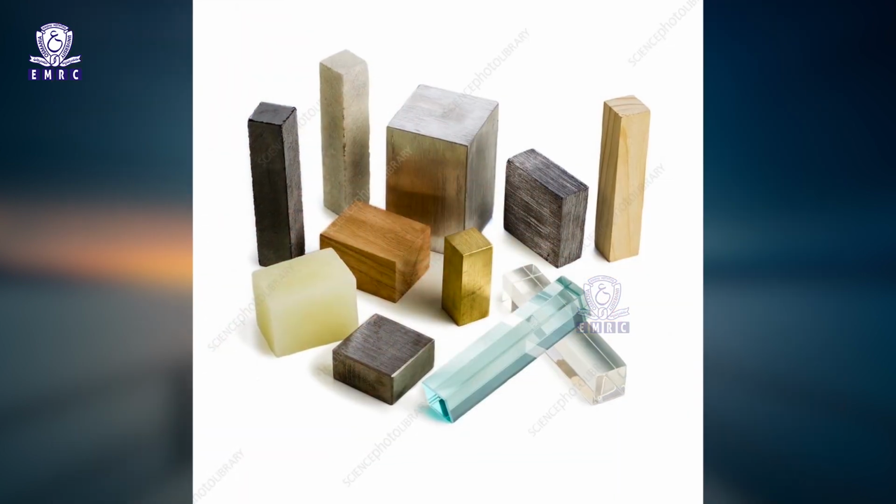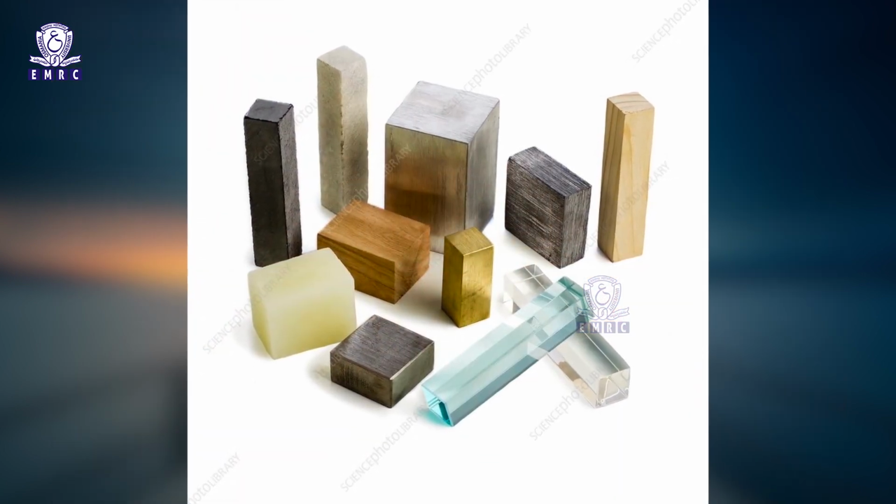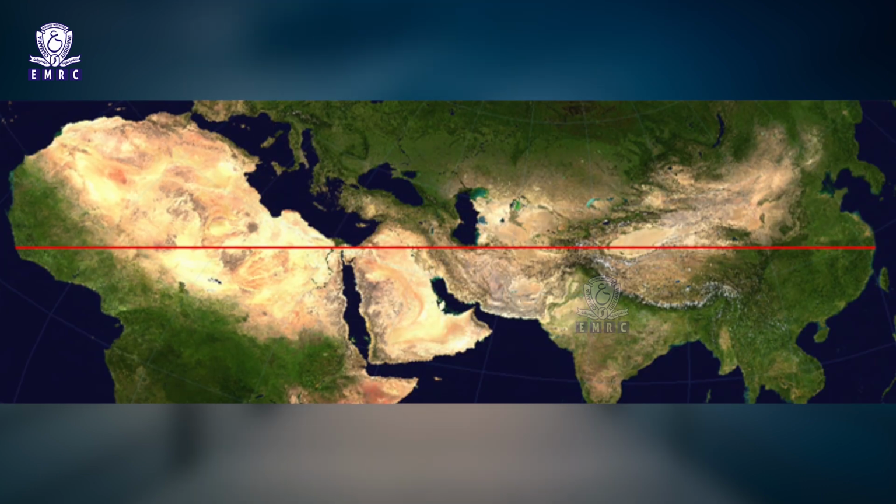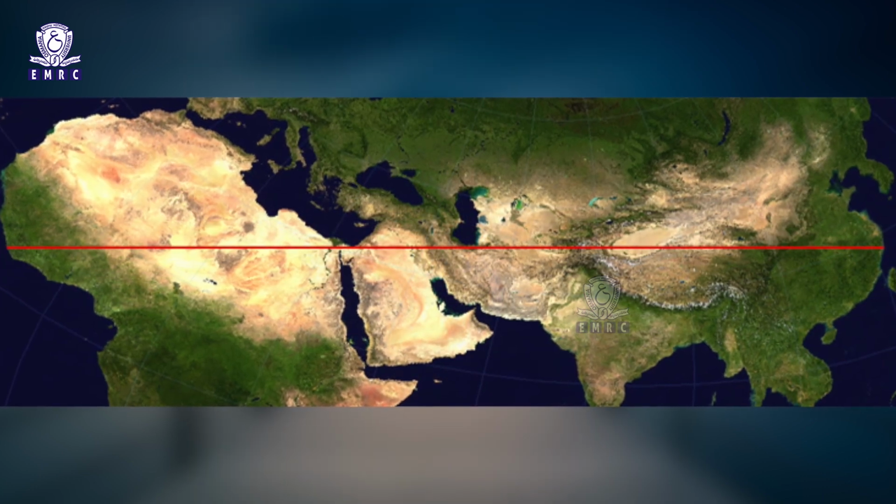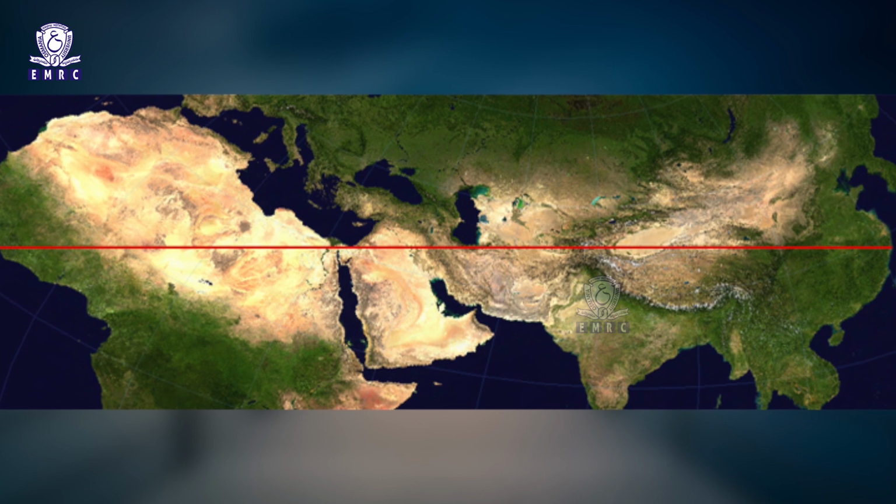If the earth were composed of homogeneous solid material, the seismic waves would have reached the core of the earth in a straight path. Instead, these seismic waves adopt a curved and refracted path.